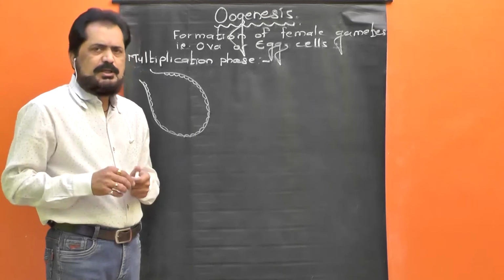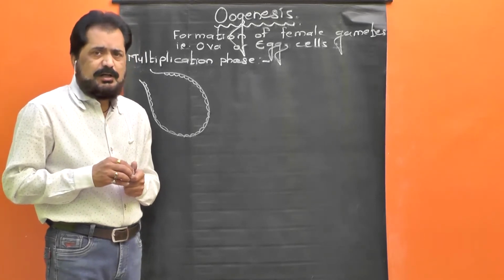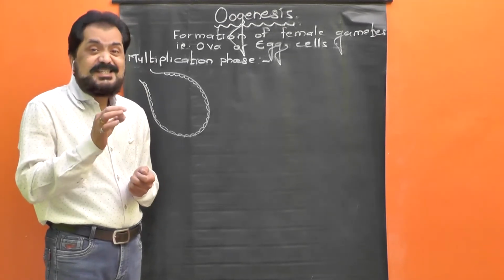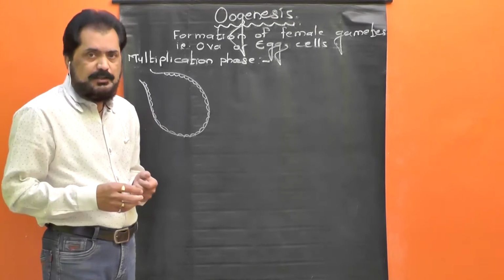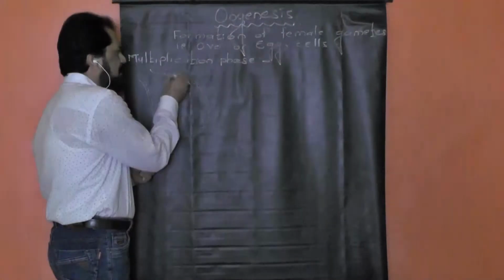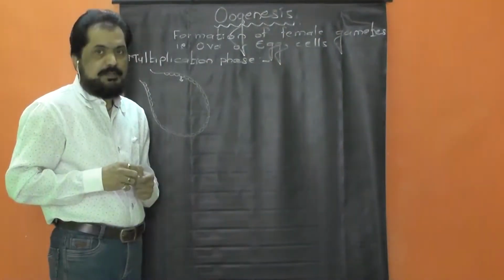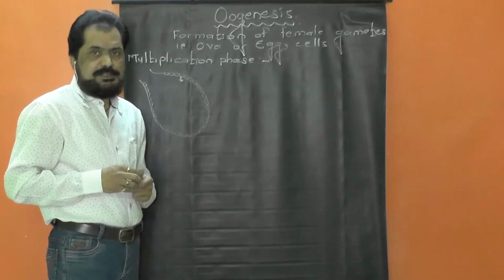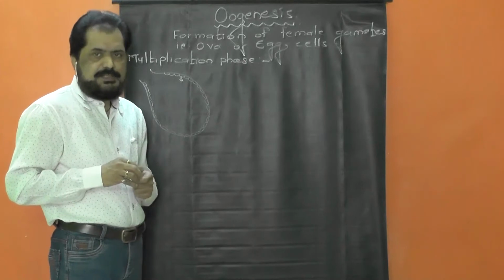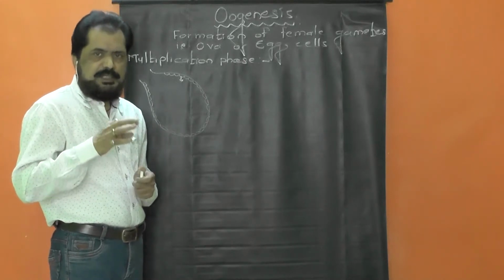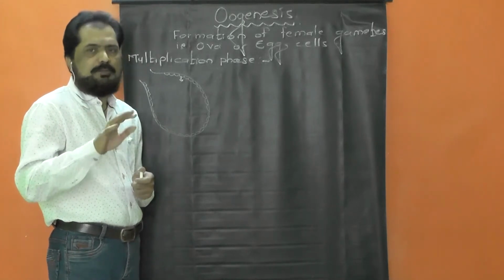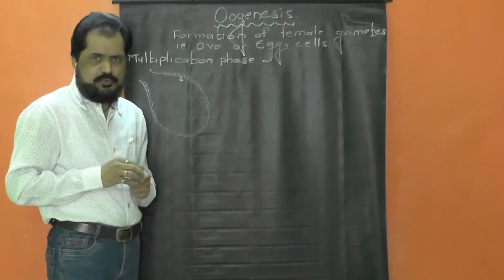Now I said that during oogenesis, initially some of the germinal epithelial cells, not all, some of the germinal epithelial cells which are comparatively larger in size and have a more distinct, more prominent nucleus, undergo repeated mitotic cell divisions. Remember, mitotic division means equational division. Mitosis or equational division means a type of cell division in which the parent cell produces daughter cells receiving the same number of chromosomes.